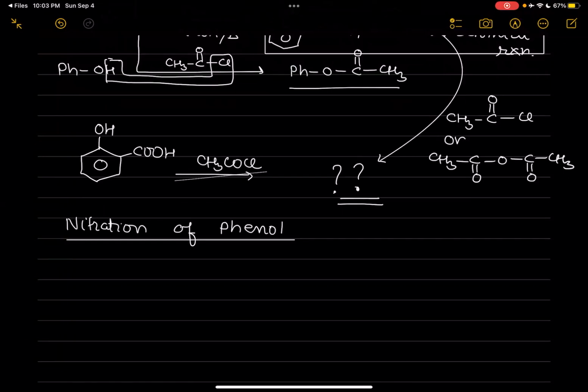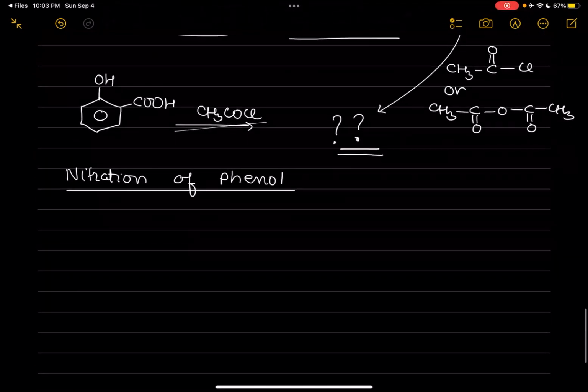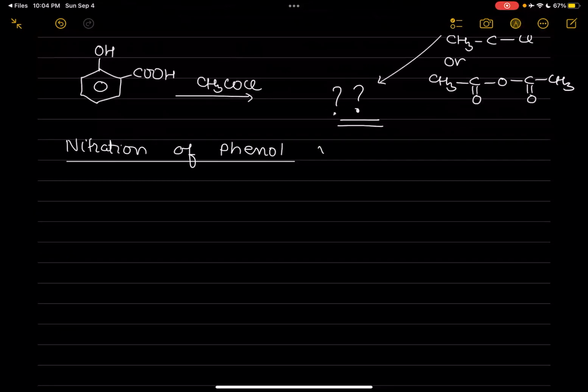Yeah, dilute HNO3 you take. Suppose you had taken concentrated HNO3 or mixed acid, HNO3 and H2SO4, then you are going to get 3 NO2 groups. That is going to be picric acid. So if you want only one NO2, either ortho or para, you need to take dilute HNO3. Yeah, good. And what about ether?